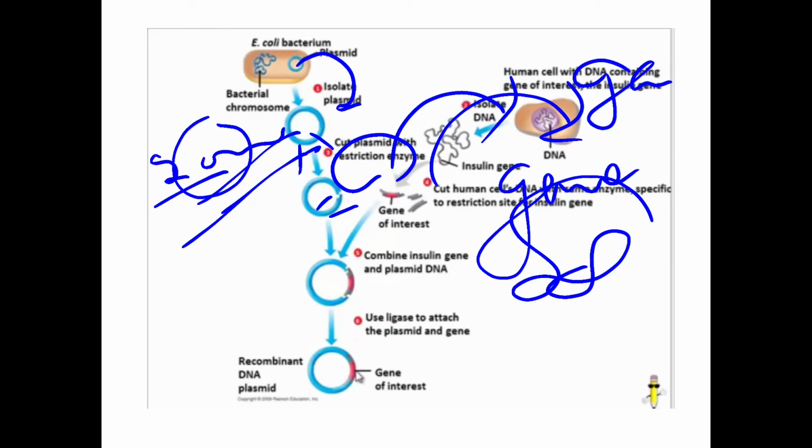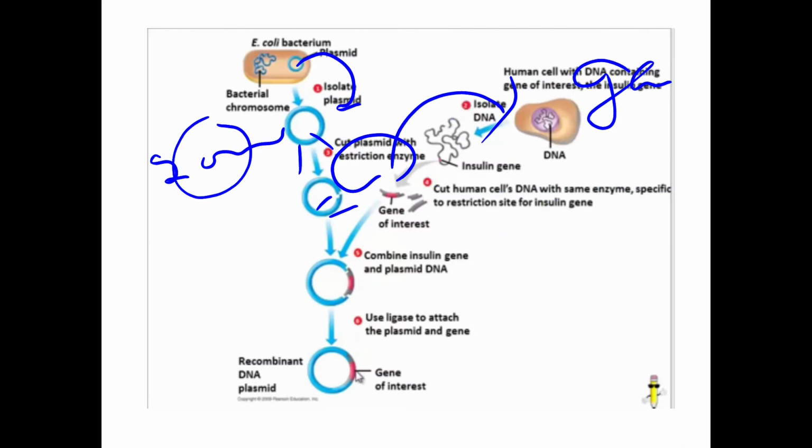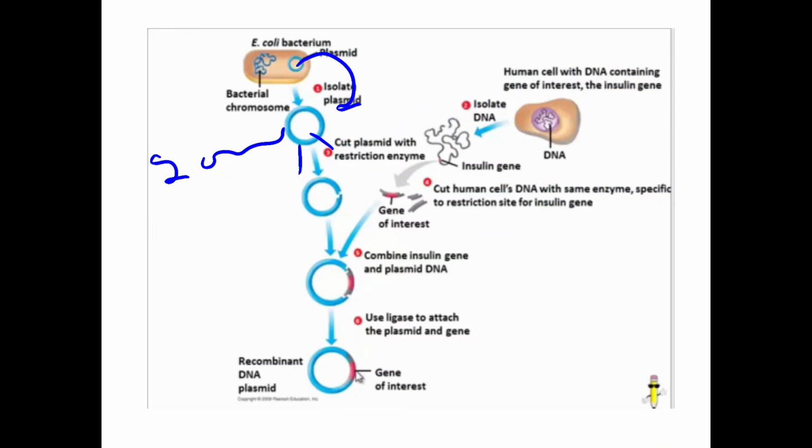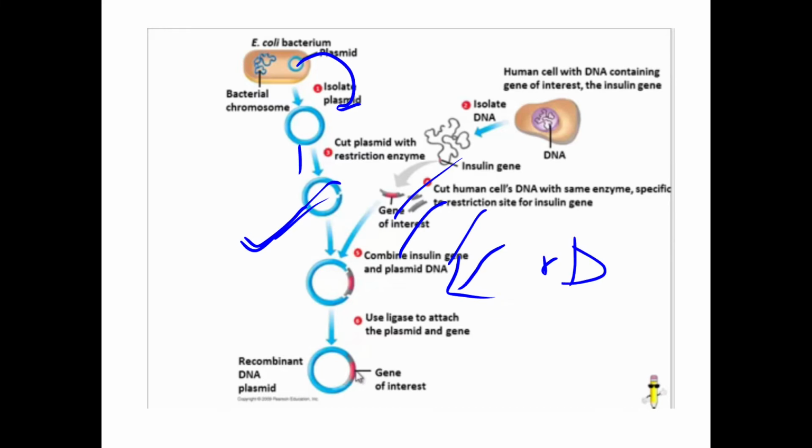As a result of treatment with restriction enzymes, we get two DNA molecules: one is the plasmid and the other is the gene of interest. After combining the two different genomes, we will get a recombinant rDNA molecule or recombinant DNA plasmid, which carries a gene of interest.